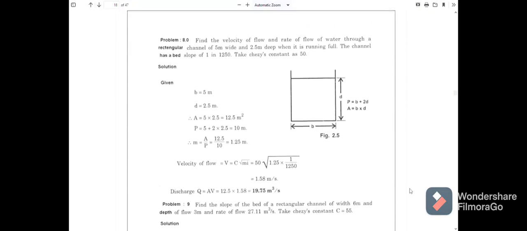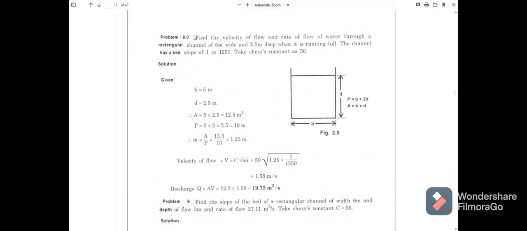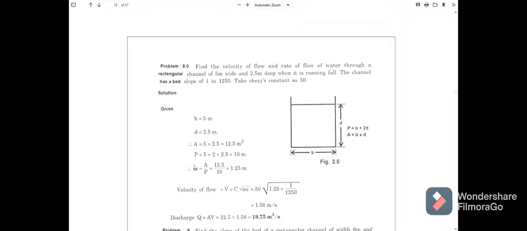Find the velocity of flow and rate of flow of water through a rectangular channel of 5 meter wide and 2.5 meter depth which is running full. The channel has a bed slope 1 in 150. Chezy's constant is 50. We know m equals A by P is the formula. V equals C root over m into i. i means 1 in 150. m means 1.25.